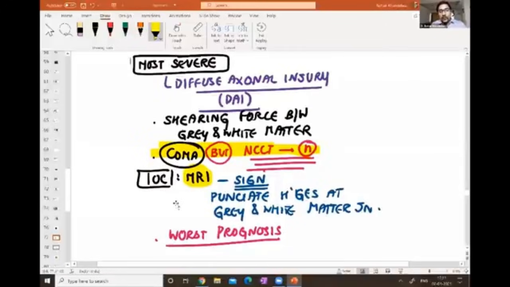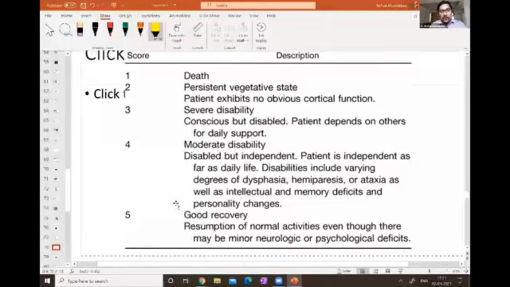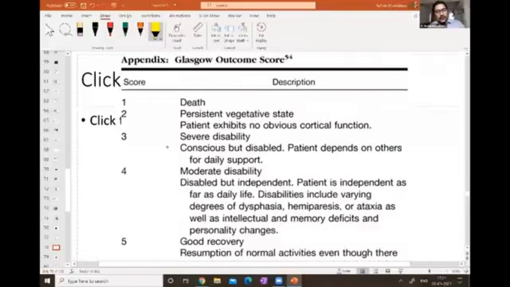This is the Glasgow outcome score, not the Glasgow coma score. This is the Glasgow outcome score, which is a prognostic score. I want you to remember, 1 is death, 2 is a persistent vegetative state.